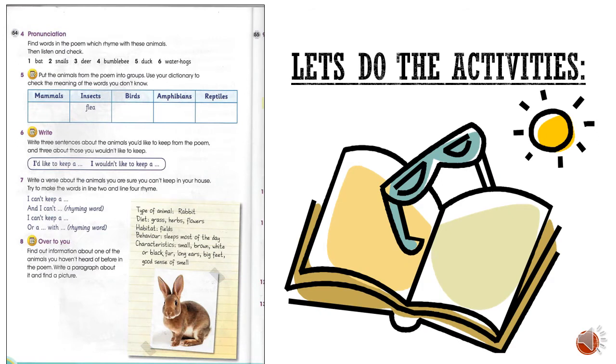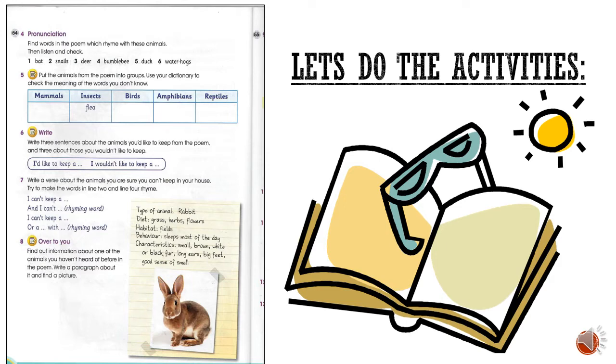Now let me start doing the exercises of the lesson. So I want you to go to exercise 4, the pronunciation. Here you have 6 words: bat, snails, deer, bumblebee, duck, water hogs. I want you to go back to the poem and find the rhyming word for each one. Meaning, what is the rhyming word for bat? You will find it in the poem.